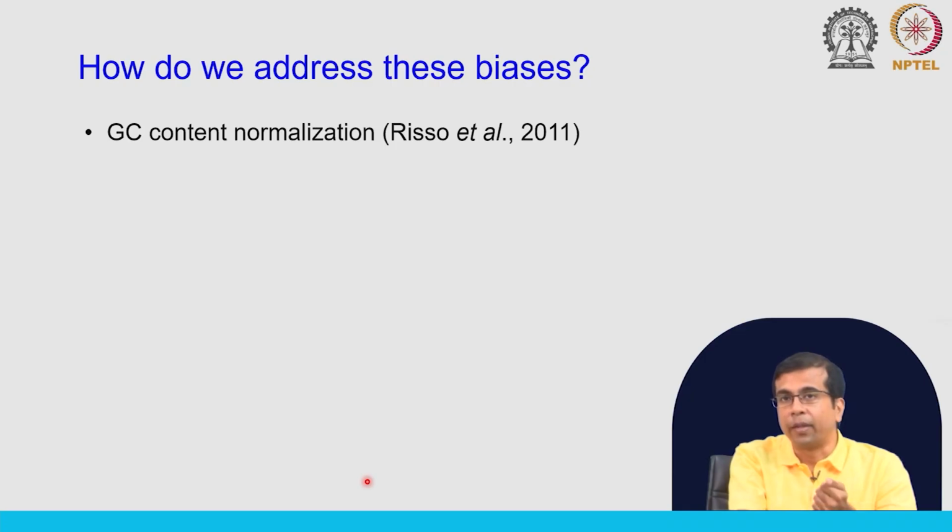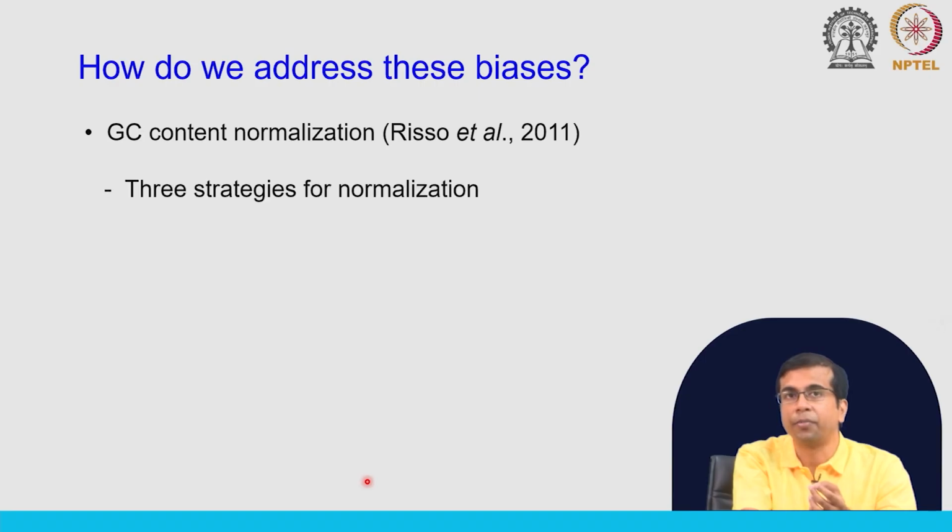Now, there are specific methods that have been proposed, for example, for GC content normalization. We have learned about this GC content bias, which arises because of the difference in amplification efficiency between different fragments with different GC content. This has been proposed in the paper mentioned here, and they have suggested 3 strategies for normalization. Again, you can have a look into the details. We are not going to discuss all these strategies and different types of methods.